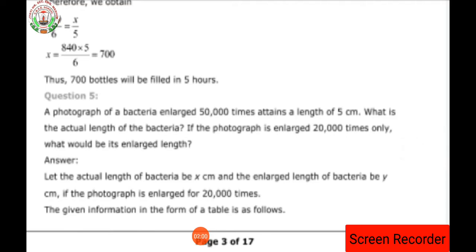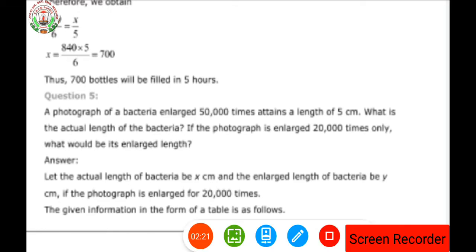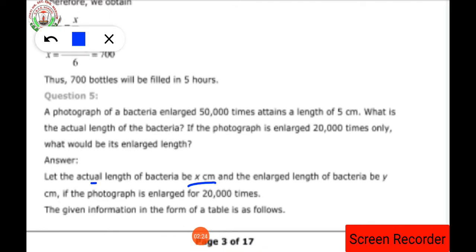Then question number 5. A photograph of a bacteria enlarged 50,000 times attained a length of 5 centimeter. What is the actual length of the bacteria if the photograph is enlarged 20,000 times only? What would be its enlarged length? So let the actual length of the bacteria be x, and the enlarged length of the bacteria be y. And the photograph is enlarged how many times? 20,000 times.